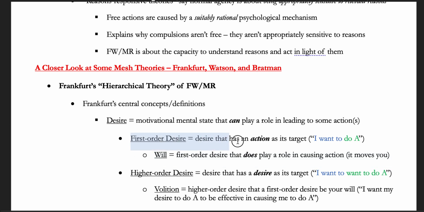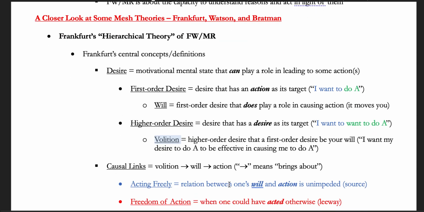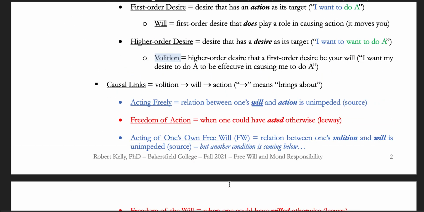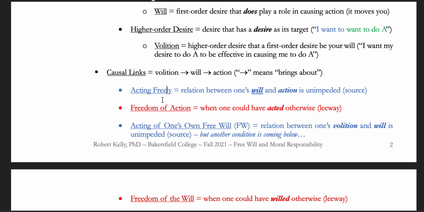So first order desire: I want to do A. A will is when a desire like this actually causes you to do the thing. A higher order desire is a desire for a desire: I want to want to do A. And then a volition adds a little bit more. It's not only do I want to do A, but I want my desire to do A to actually be effective in causing me to do A. That's a volition. Okay. So we get some other distinctions from that.